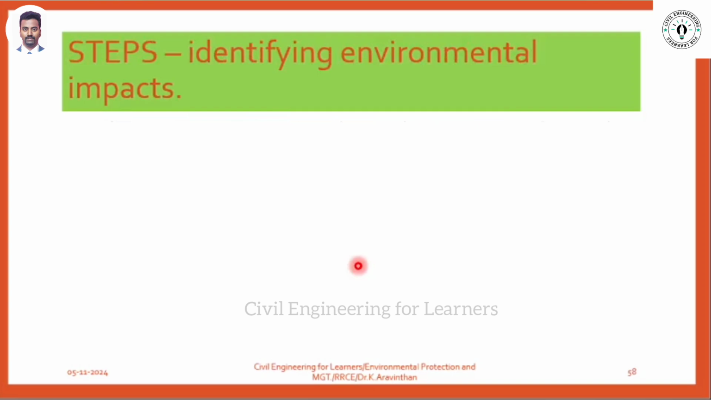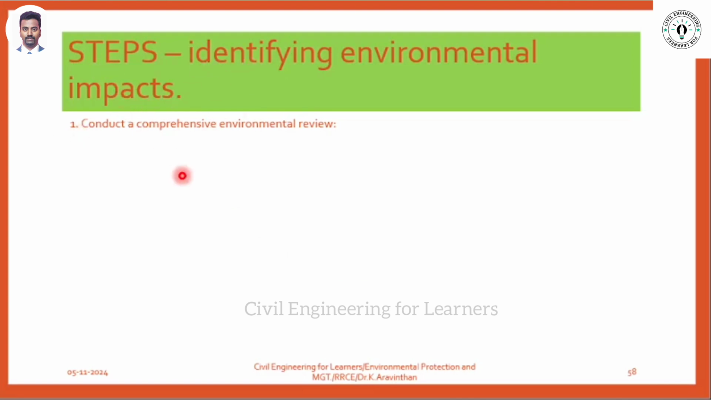So there are 5 steps in order to check the environmental impact. First one is conduct a comprehensive environmental review. The earlier topic was aspect. Now this topic is impacts. At the starting of the class I explained aspects. Now I am discussing impacts. There are 5 steps for identifying environmental impact.